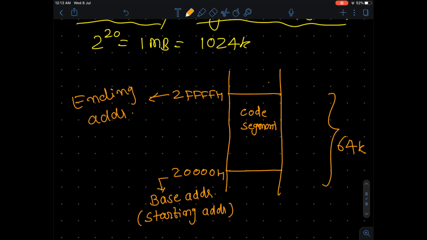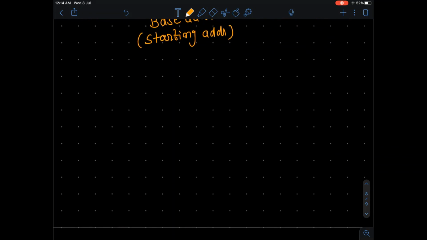Now as far as this 64K block is concerned, this is the starting address 0000 and this is the ending address FFFF. Now we have to discuss the function of segment registers with respect to this diagram. In the diagram we already discussed that there are various segment registers such as code segment, stack segment, data segment and extra segment.